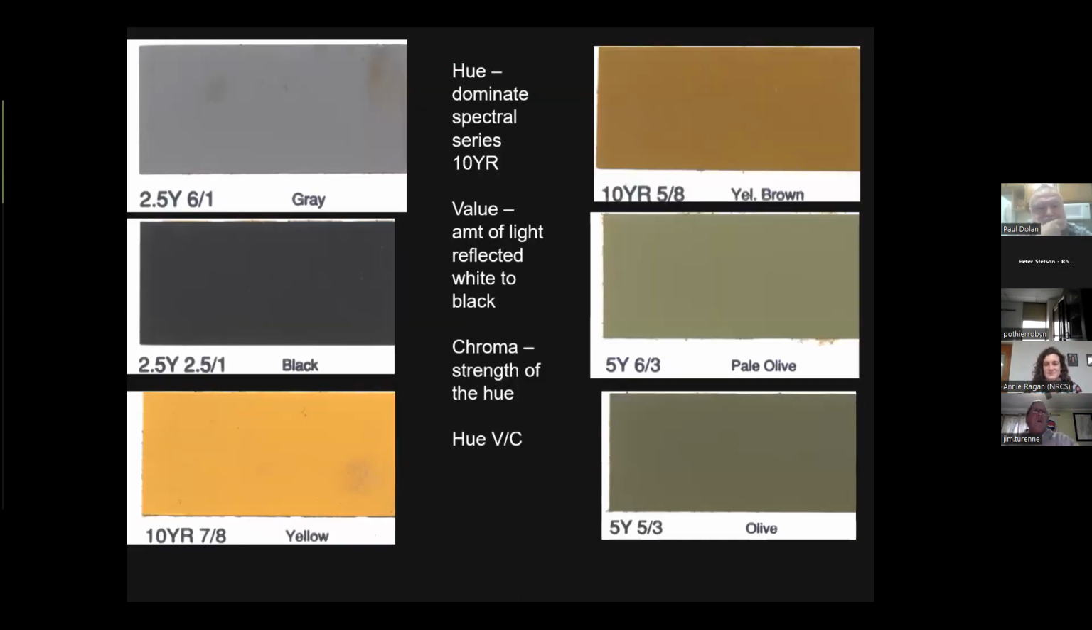So to document soil color, we use something called the Munsell color system. It breaks color up into its three parts: the hue, which is the dominant spectral series. So 10YR is telling me it's a yellow red. The 10 is basically like 100% yellow red. The value is the amount of light reflected. So on a color book, it goes anywhere from black on the bottom, low chroma, all the way up to white, high chroma, like a 6 or an 8. And then chroma is the strength of the hue. So the way we document or note Munsell color, it's always the hue, the value, and the chroma.